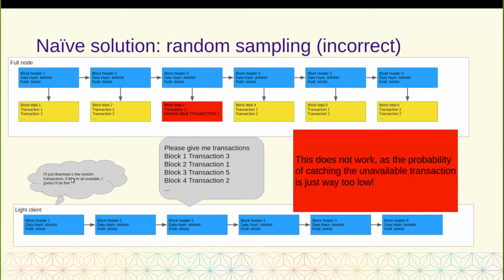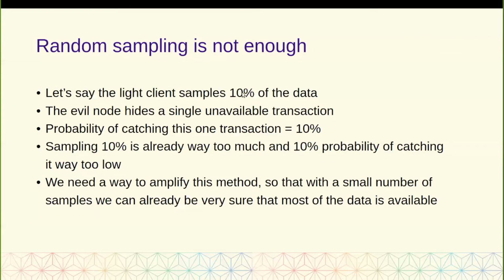But the problem is that if you only hide a very small number, say only a single unavailable transaction, that still makes the whole chain invalid, but it's very hard to catch. It's very unlikely that you will sample exactly that transaction. So for example, if you sample 10% of the data and only a single transaction is unavailable, then the probability that you're catching this one is just 10%. And that's just way too low. At the same time, sampling 10% of all the data on the chain is already way too much. That's what we want to avoid as a light client. They should be downloading much, much less than 10% of the data.